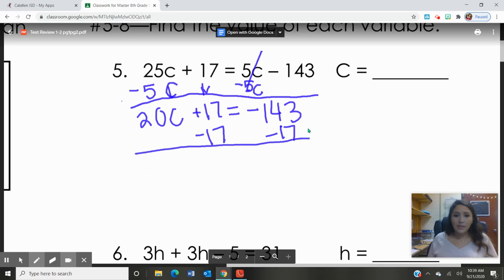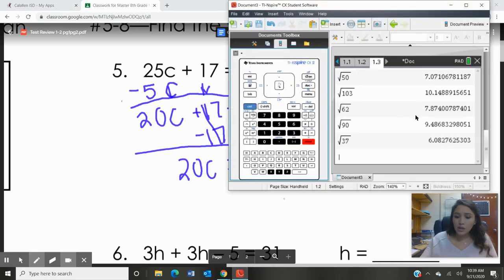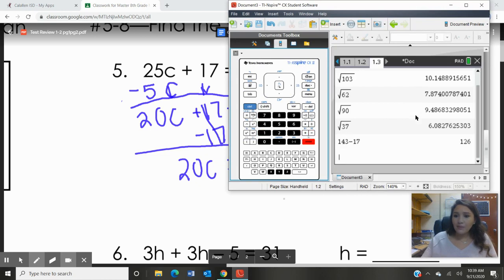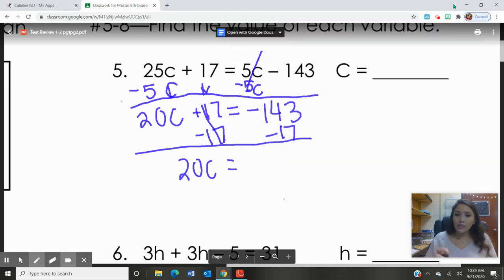So what that does is it cancels this out. I'm left with 20c equals negative 143 minus 17. If I go to my calculator, negative 143 minus 17, that is negative 160. Now I need to see what number is either being multiplied or divided to my variable. And that number is 20. Right now it's being multiplied, so I have to do the opposite, and I'm going to divide by 20 on both sides.